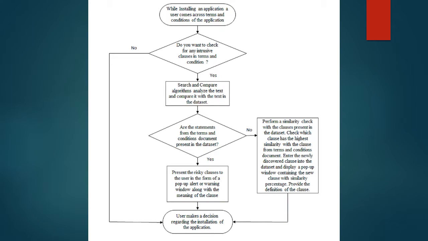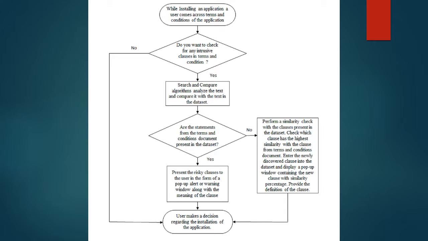This is a diagram or flow chart which represents the flow of the system based on the user's decisions. For example, when a user is installing an application and comes across the terms and conditions, the user needs to decide whether to check for the intrusive clauses in the terms and conditions document or to continue with it. If the user doesn't wish to use the system, he can go ahead and install the application.